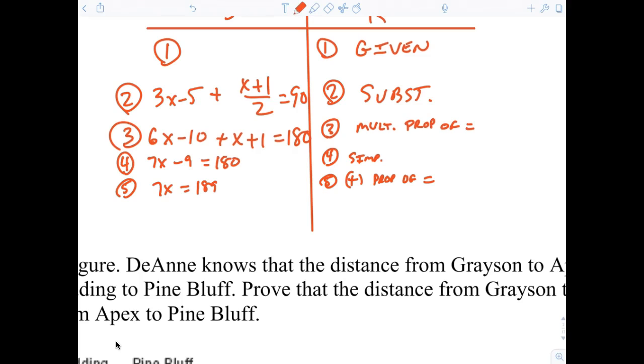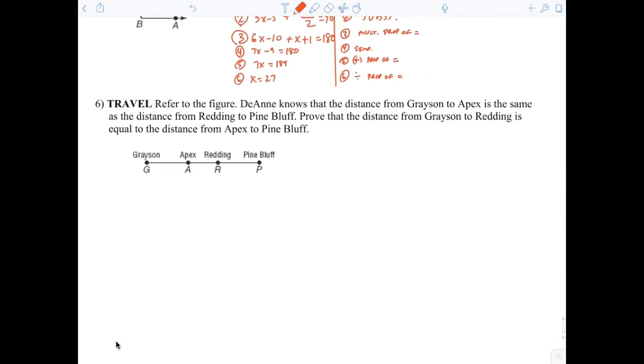All right. And so now for the final step, x is equal to what? X is equal to 27. Division. Okay, now let's continue on.